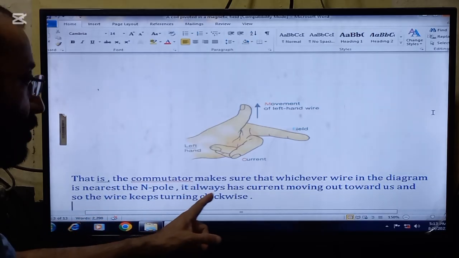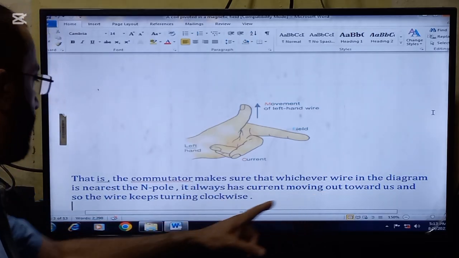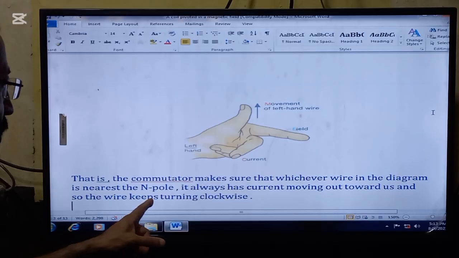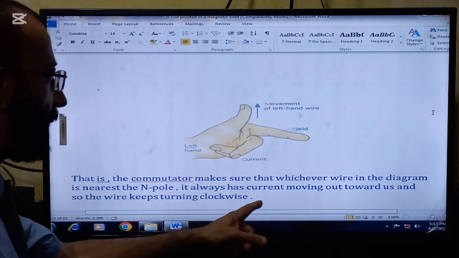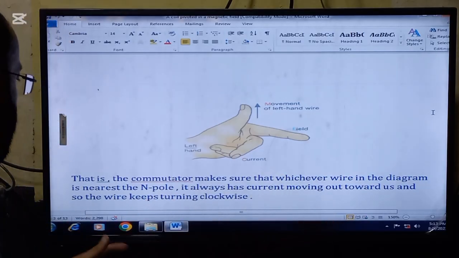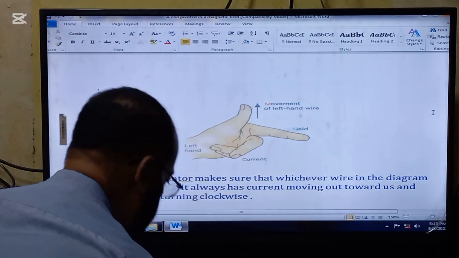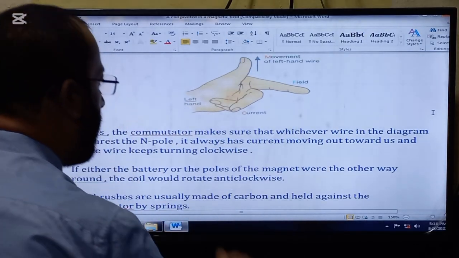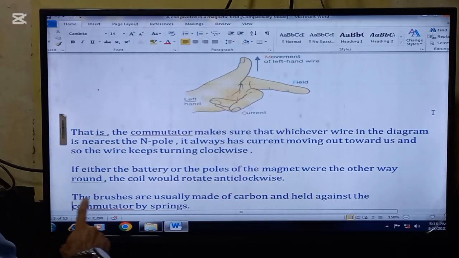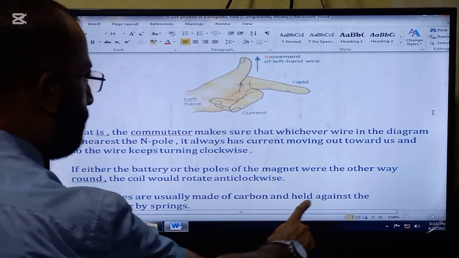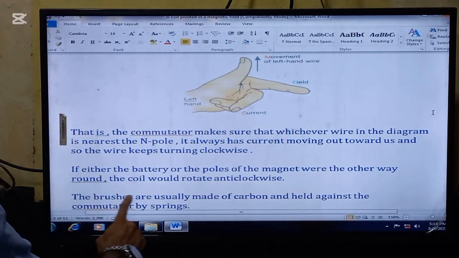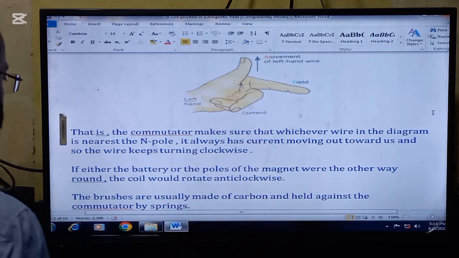The commutator makes sure that whichever wire in the diagram is nearest the north pole always has current moving out towards us, and so the coil keeps turning clockwise. So this is the technique of how a DC motor rotates. If either the battery or the poles of the magnet were the other way around, the coil would rotate anti-clockwise.